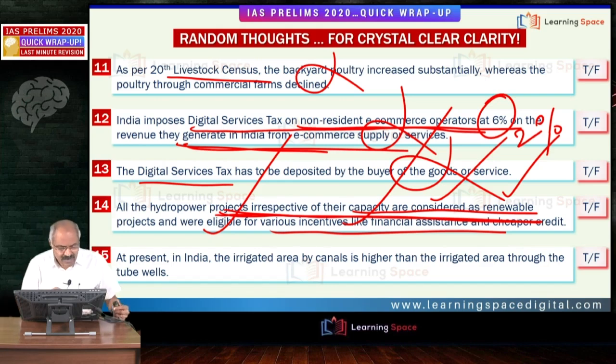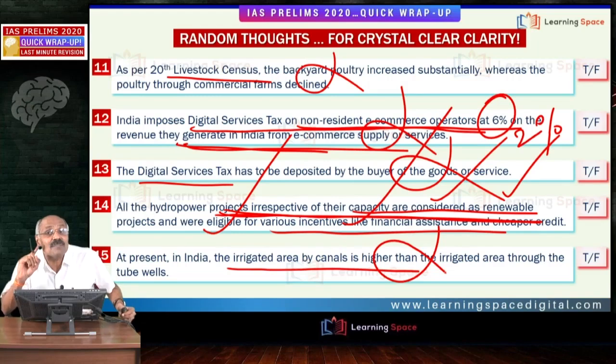Then the statement that at present in India the irrigated area by canals is higher than the irrigated area through tube wells is absolutely wrong. At the time of independence, please listen carefully, at the time of independence, the irrigated area by canals was higher. But subsequently what happened? The irrigated area under tube wells increased substantially.